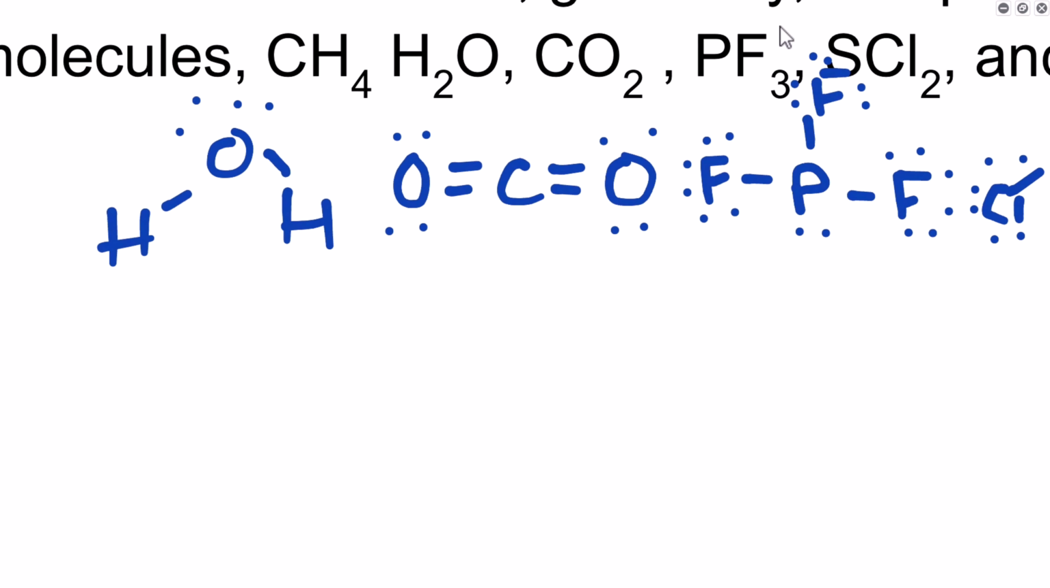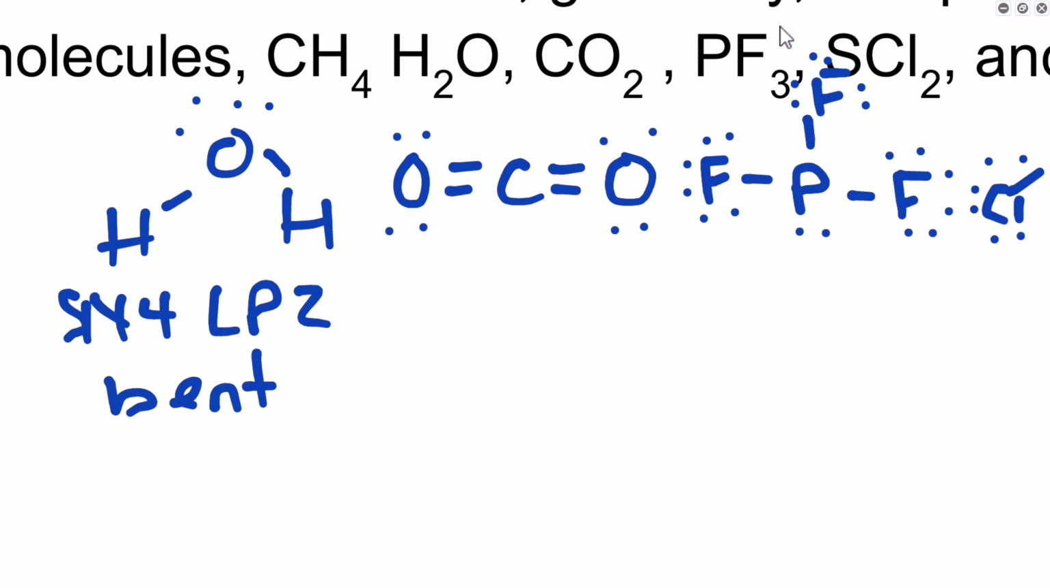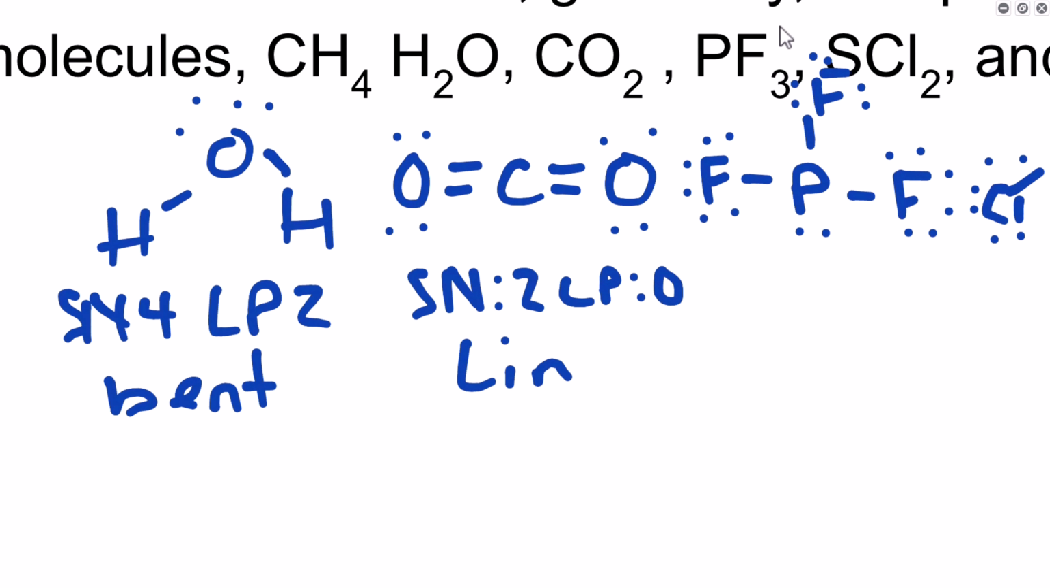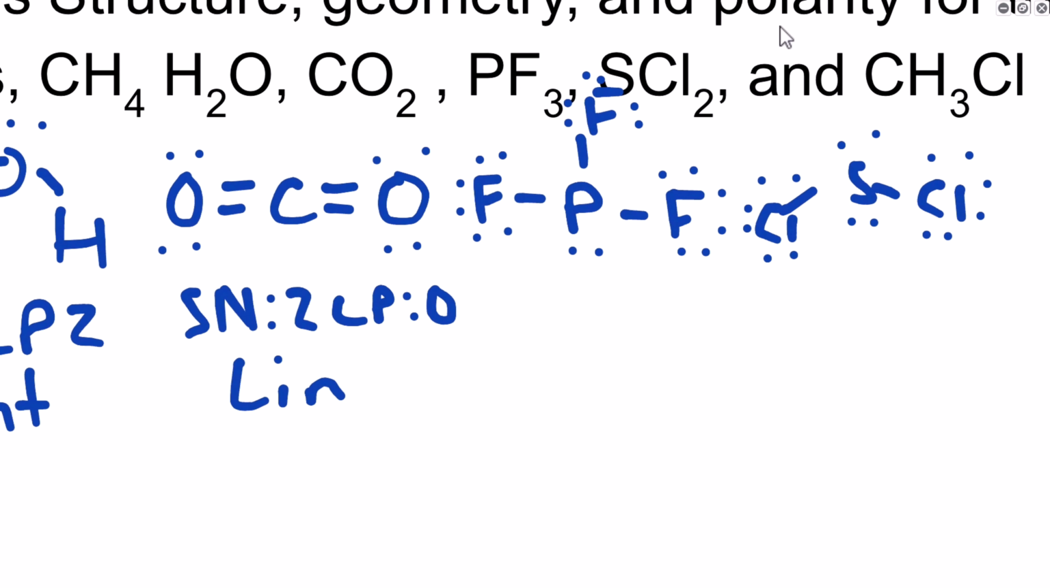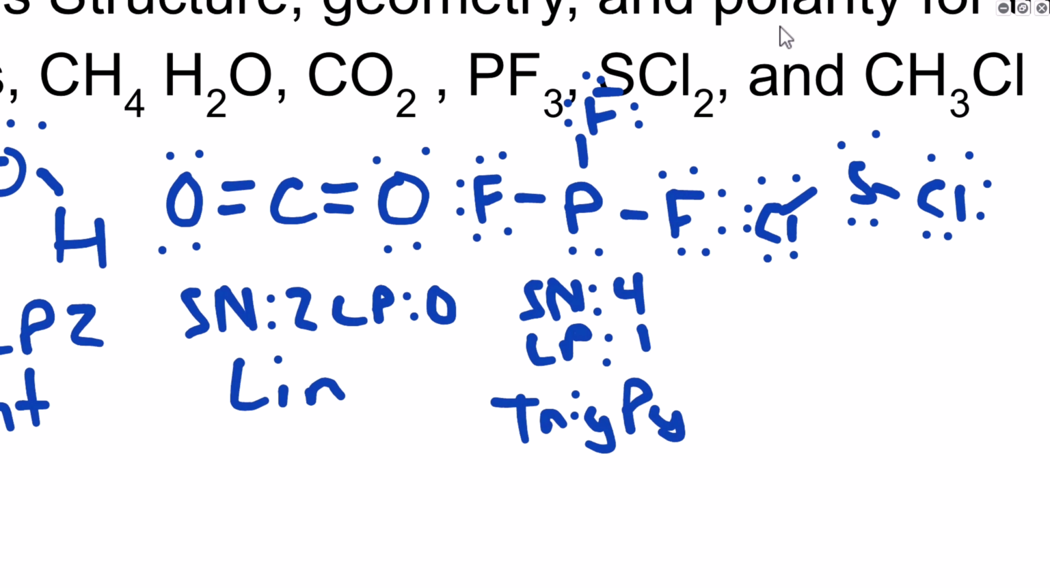So for the first one here, we have a steric number of 4 and 2 lone pair. So that is going to be bent. The next one here, we have a steric number of 2 and no lone pair. So that is linear. For the next one over, we have a steric number of 4, atoms plus lone pair. We have a single lone pair, so that is going to be trigonal pyramidal.